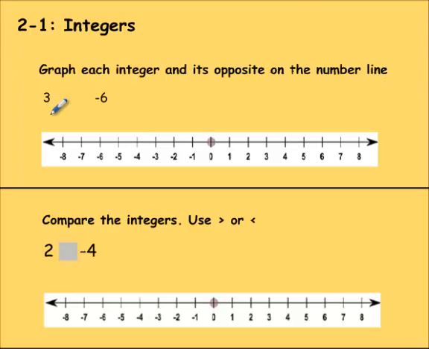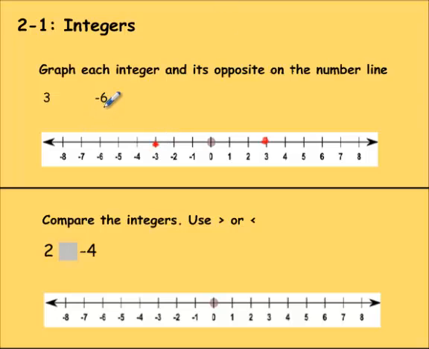First thing to do is to graph each integer and its opposite on the number line. Here we have two integers. We have a positive 3, we have a negative 6, and we're going to use number lines to solve these. If I'm going to graph this positive 3 on the number line, I'm going to go to the 0, and then go to the right 3 because it's a positive 3. If I'm going to do its opposite, I see that the positive 3 is 3 to the right of 0. I'm going to go now 3 to the left of 0, and here I am at negative 3. That would be the opposite of the positive 3 on the number line.